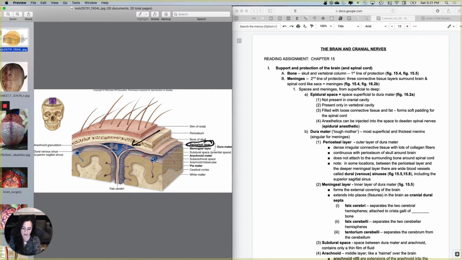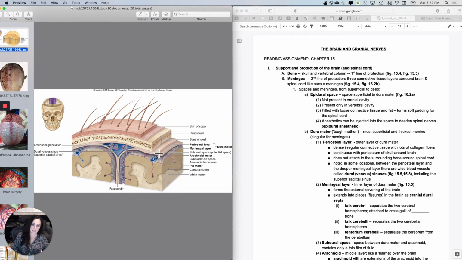And then there's another layer. The second layer you're seeing right here, that's called the meningeal layer of the dura mater. There's two layers. And then in some places, not every place, there are blood vessels that exist between the periosteal and the meningeal layers of the dura mater. Those blood vessels you actually have to learn in lab, and they're called the dural venous sinuses. So let me show you the dural venous sinuses.